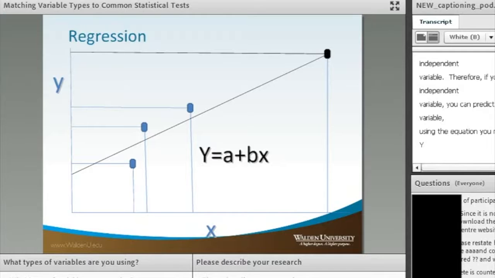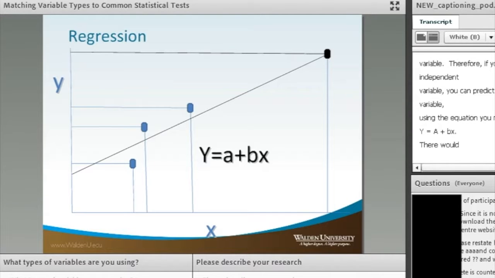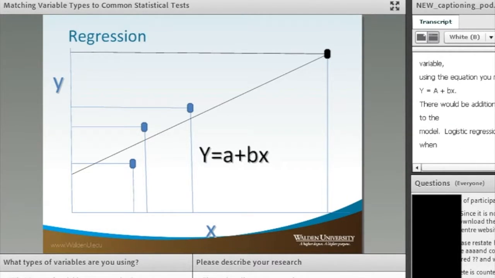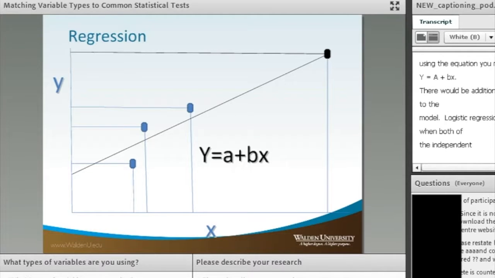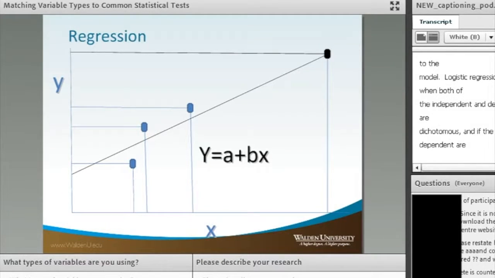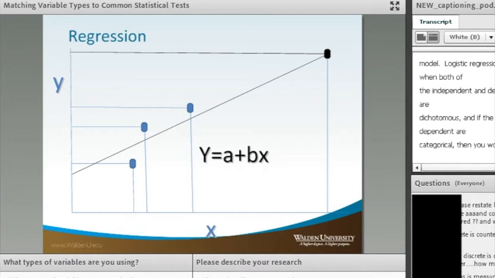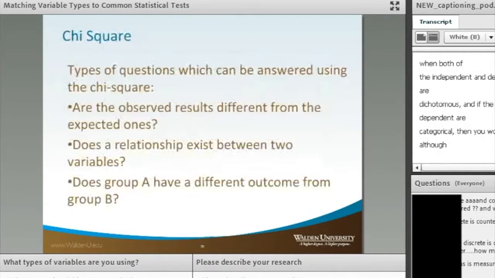In multiple regression analysis, there will be additional independent variables added to the model. Logistic regression can be used when both of the independent and dependent variables are dichotomous, and if the independent and dependent are categorical, then you would use multinomial logistic regression. It's a little bit more complicated and advanced, beyond the scope of this lecture for sure.